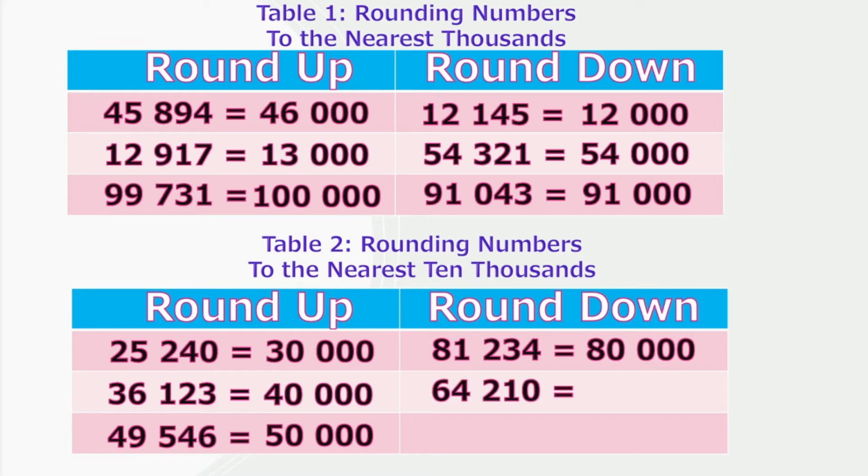Round 64,210 to the nearest 10,000s. Your answer will be 60,000. Round 23,294 to the nearest 10,000. What should be your answer? Your answer should be 20,000.